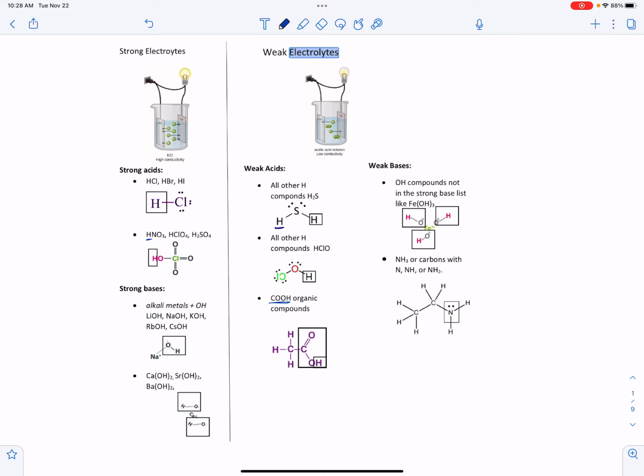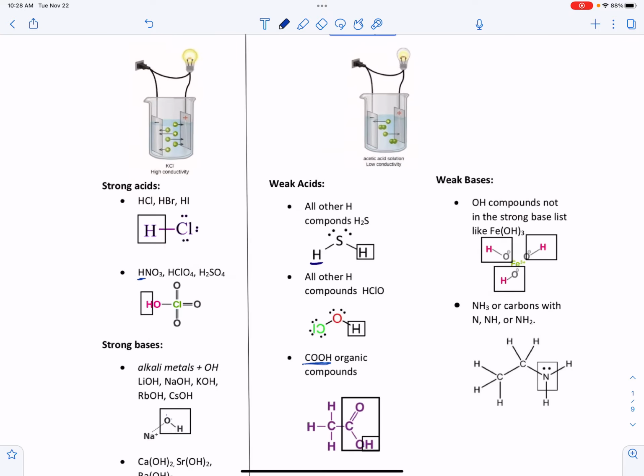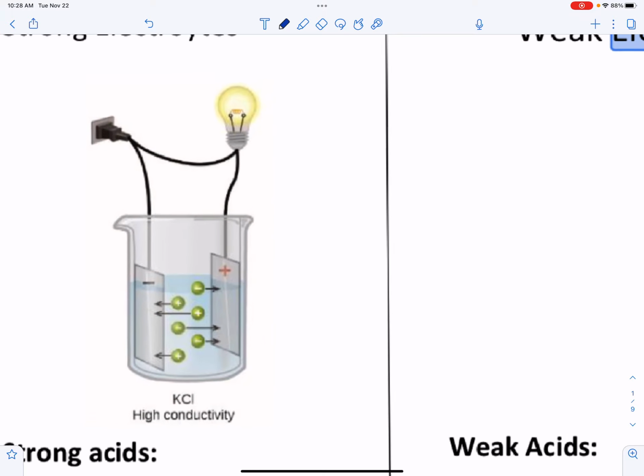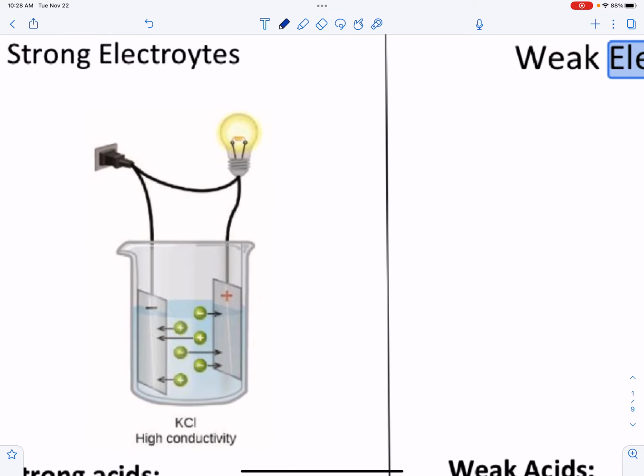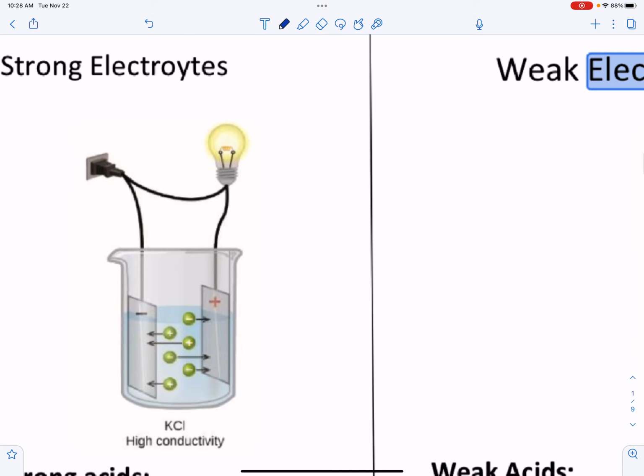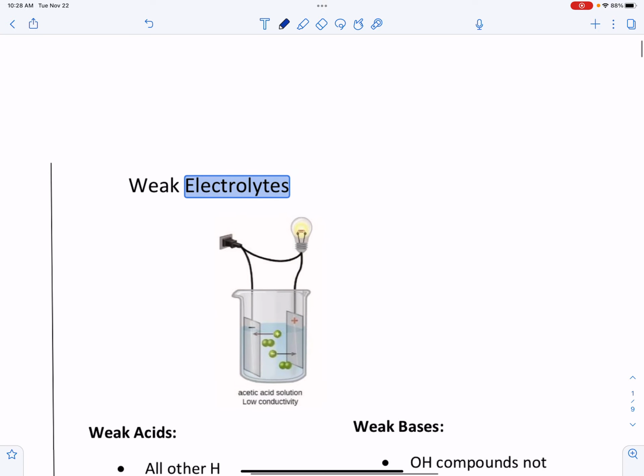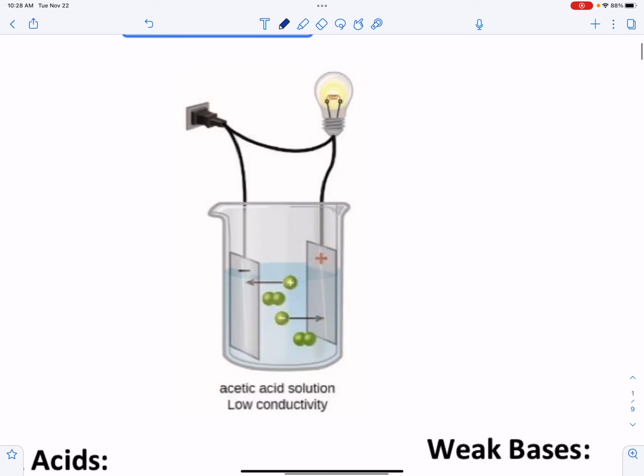And the reason that it matters whether it's strong or weak is because the strong things break apart completely in water. They do things like conduct electricity. They also end up with very strong pHs and pOHs, which is what we also will be talking about. Whereas the weak things, you can see there's some positive and negative, but they also just stay bound together and don't do anything. So they don't conduct electricity as well.